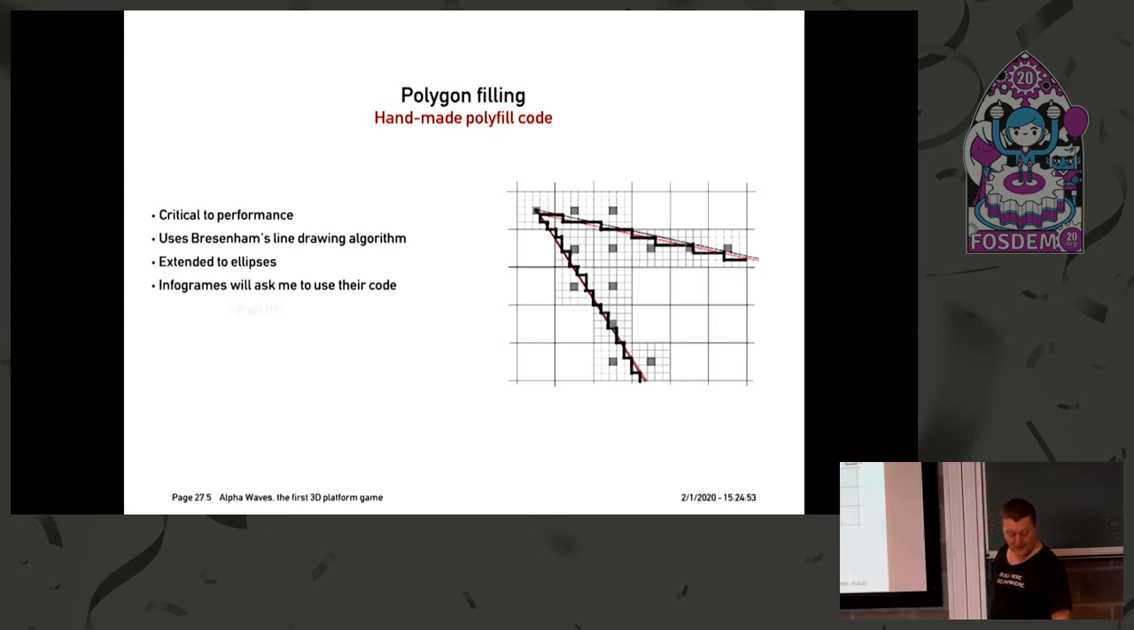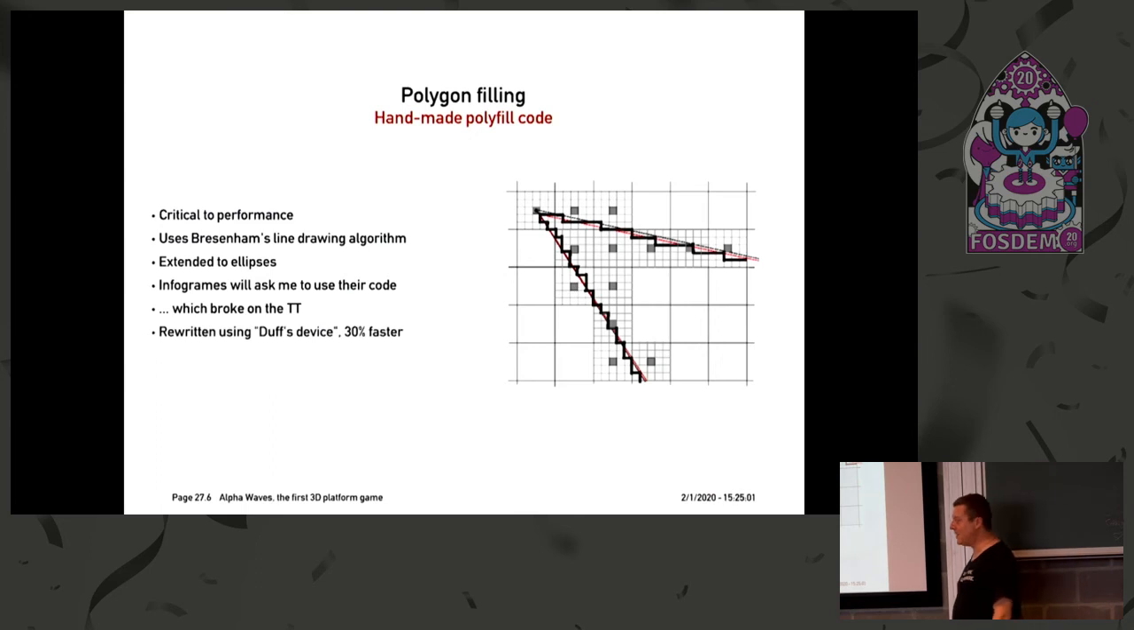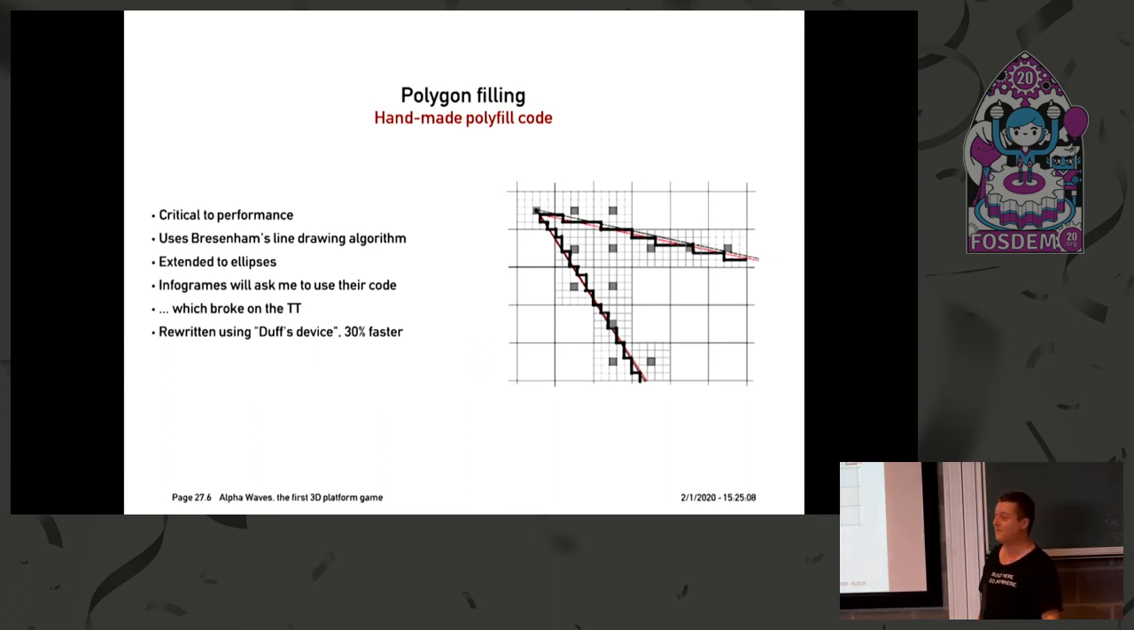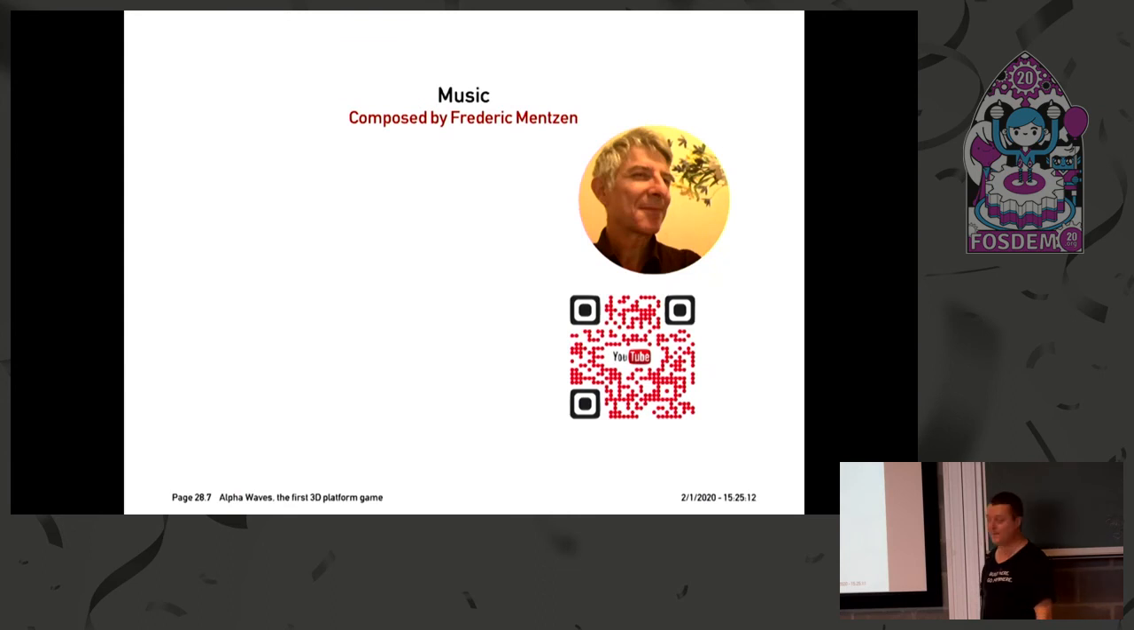So I looked at their code, and their code did not work on the TT because it was using self-modifying code. So I said, sorry, I don't want to have that. So I spent some time rewriting that using something called Duff's device. And by doing that, I was actually 30% faster than the original code. So we kept that. That's my other contribution to Infogrames.